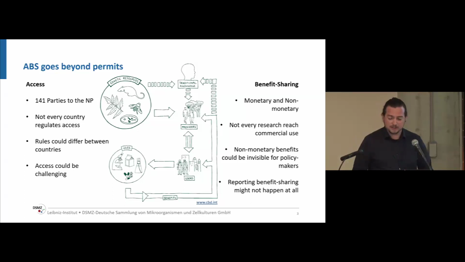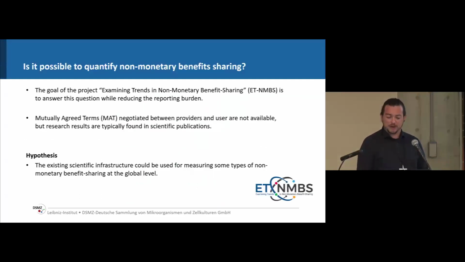But on the other side, the benefit sharing part, this benefit can be monetary or non-monetary. Not every research reaches commercial use, so the research outputs can be considered a type of non-monetary benefit. However, there is a risk here because non-monetary benefit could be invisible for policymakers. Sometimes reporting benefit sharing may not happen at all. So these outputs become completely inaccessible, not used by policymakers.